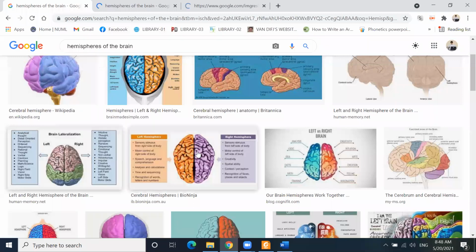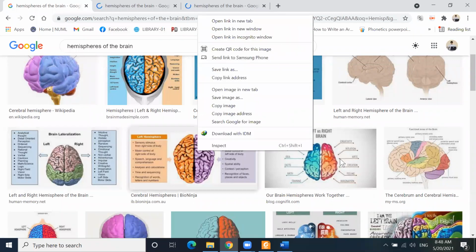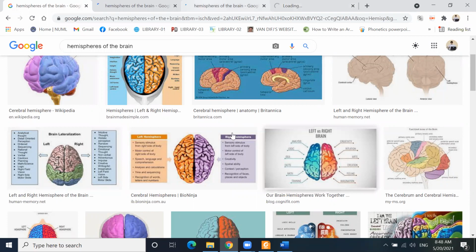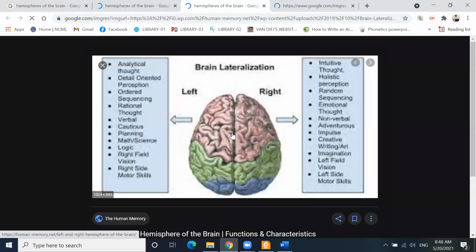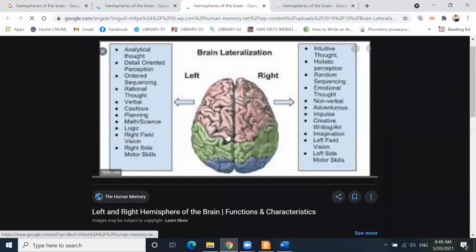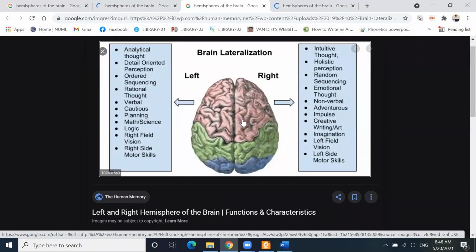If you look at the human brain, can you see these pictures? Can you see this picture? Is it visible to all? Yes, sir. Clearly.